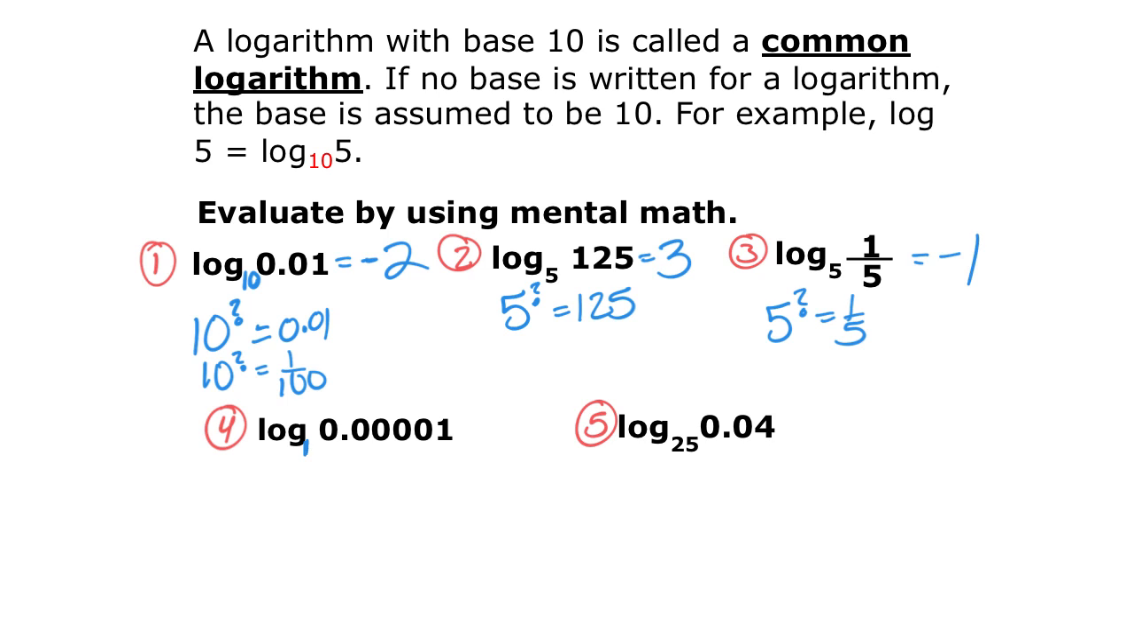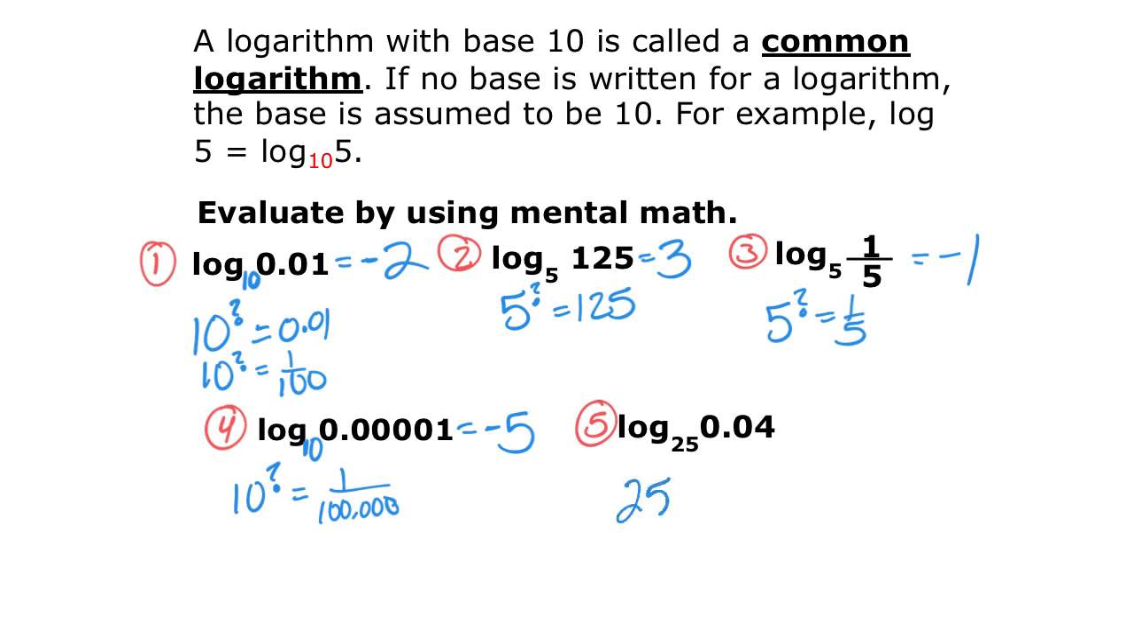In number 4, this is a base 10, so 10 to what power equals, and this is the same as 1/100,000, so I'm just going to rewrite it like this. And I would see that that exponent would need to be negative 5 because 10 to the 5th is going to be 100,000, but it needs to be negative to make it go into the denominator.